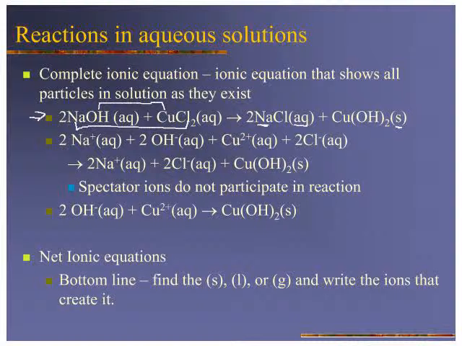When you're writing your complete ionic equation, that's where you include everything that's part of the equation, but you break up all your aqueous stuff. So you have your sodium ions, your hydroxide ions, your copper ions, your chloride ions, then you're ending up with your sodium ions, your chloride ions, and then copper hydroxide is a solid, so it stays together.